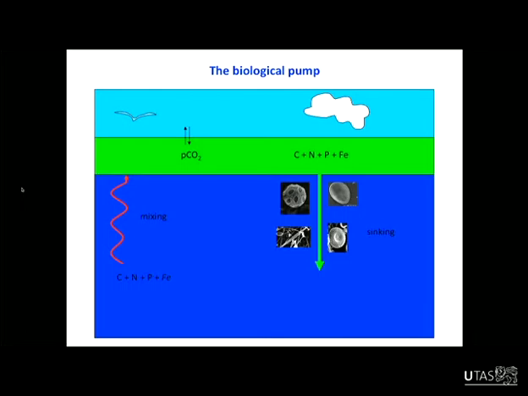So I had a question before about the role of iron fertilization as a geoengineering technique. So are there areas of the ocean that we could go and fertilize with iron, stimulate productivity, and help stimulate this biological pump to take CO2 out of the atmosphere? And that has been an area of much interest over the last couple of decades.